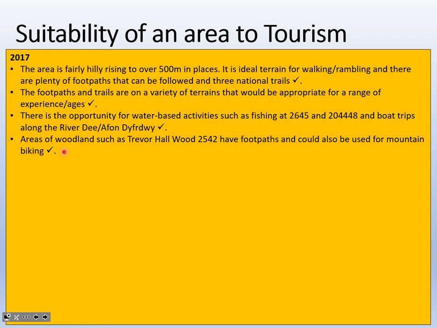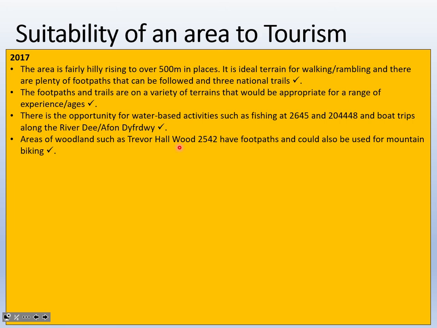Here I've returned to my footpath theme. I'm not done with footpaths. I've spotted that there's an area of woodland, Trevor Hall Wood, grid referenced it, and I've said that it's appropriate to a specific but unique tourism land use. I think it would be ideal if I was to add some value to Trevor Hall Wood by pointing out that maybe it's got multiple paths in it, suitable to multiple different routes for mountain bikers, and it's steep, giving a sense of excitement and challenge.